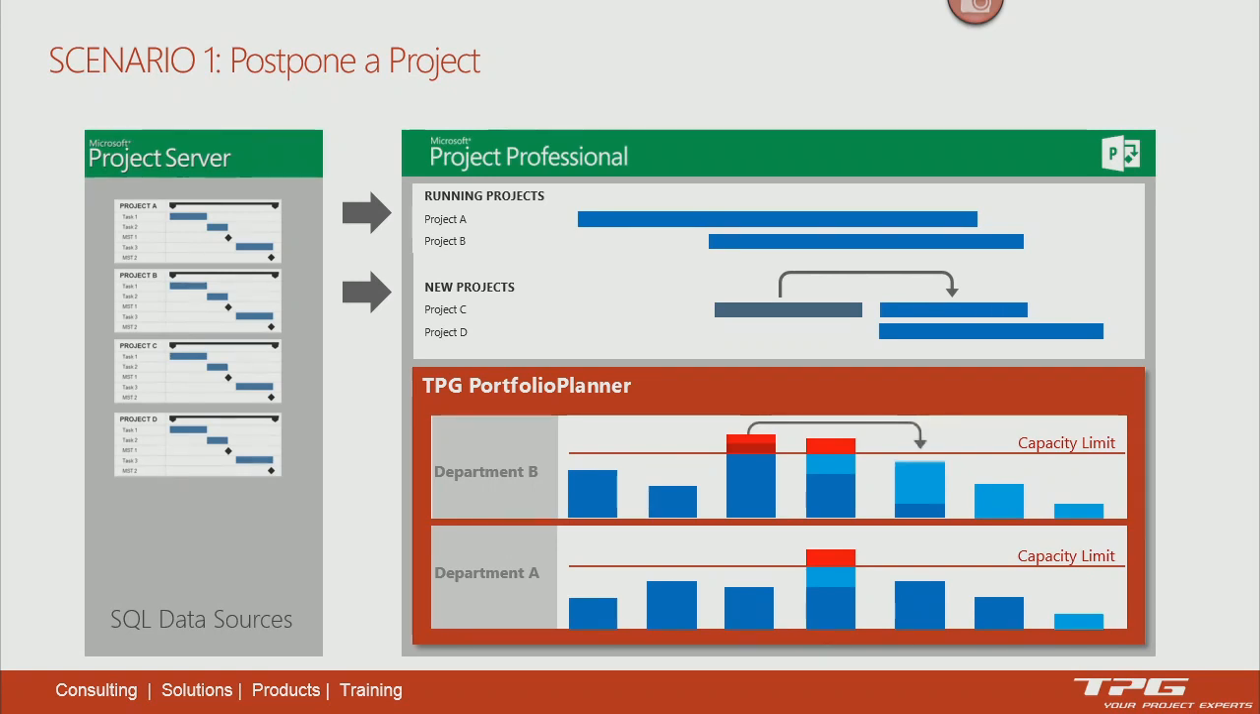And then what happens if we slip a new project to the right? Yeah, we can actually see what happens to our resources at that particular point, and we can start to make decisions about when we're going to execute those projects as well.